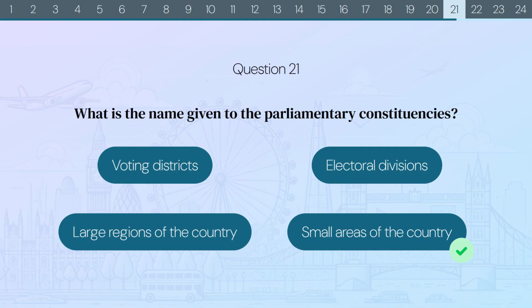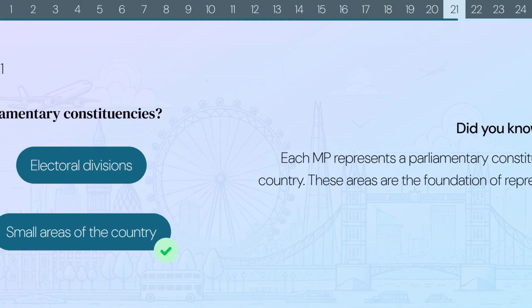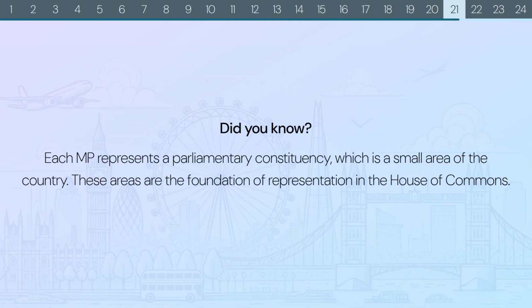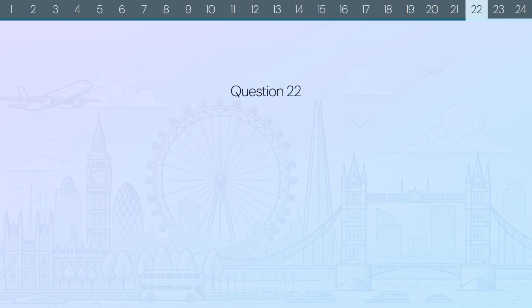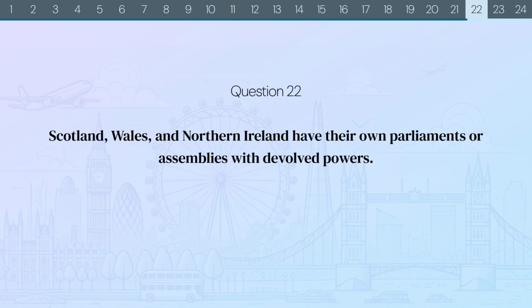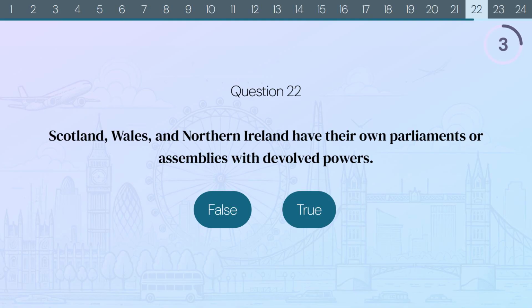The correct answer is small areas of the country. Did you know? Each MP represents a parliamentary constituency, which is a small area of the country. These areas are the foundation of representation in the House of Commons. Question 22. Scotland, Wales and Northern Ireland have their own parliaments or assemblies with devolved powers. False or true? The correct answer is true.